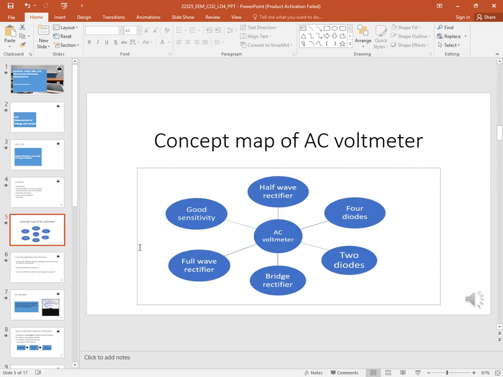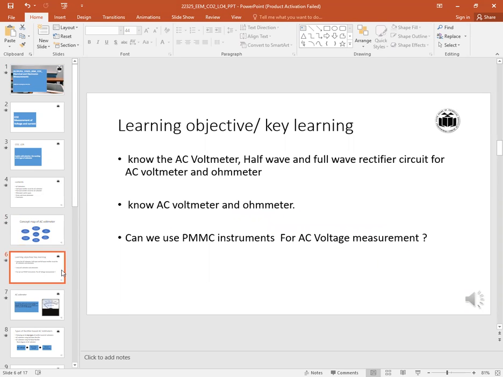So the concept map of the AC voltmeter. We know that the AC voltmeter, in this one we have to see the half wave rectifier type AC voltmeter, full wave rectifier type, bridge rectifier type. It has good sensitivity, and in this one, for the half wave, we are using two diodes, and for the full wave, we are using the four diodes. So we will see one by one.